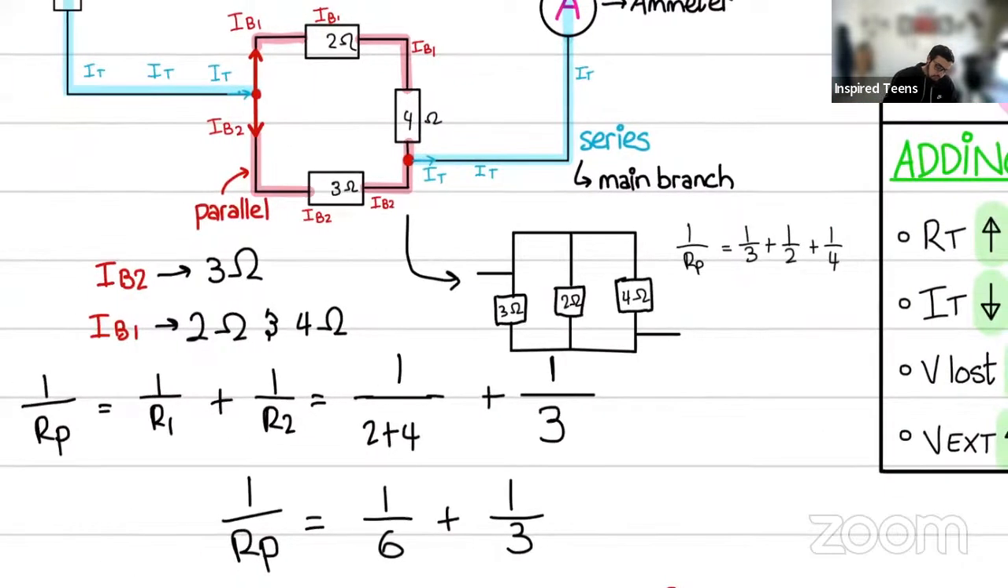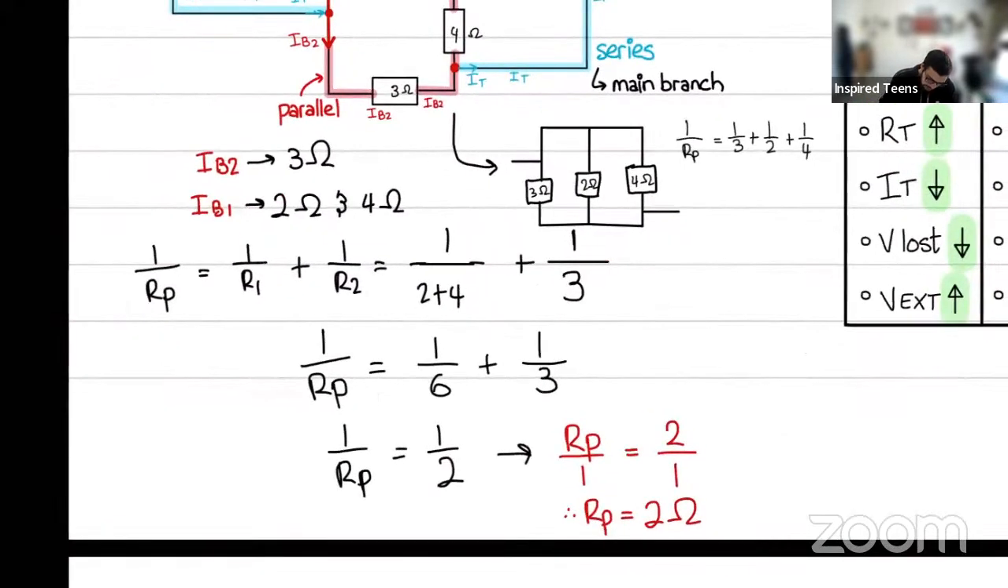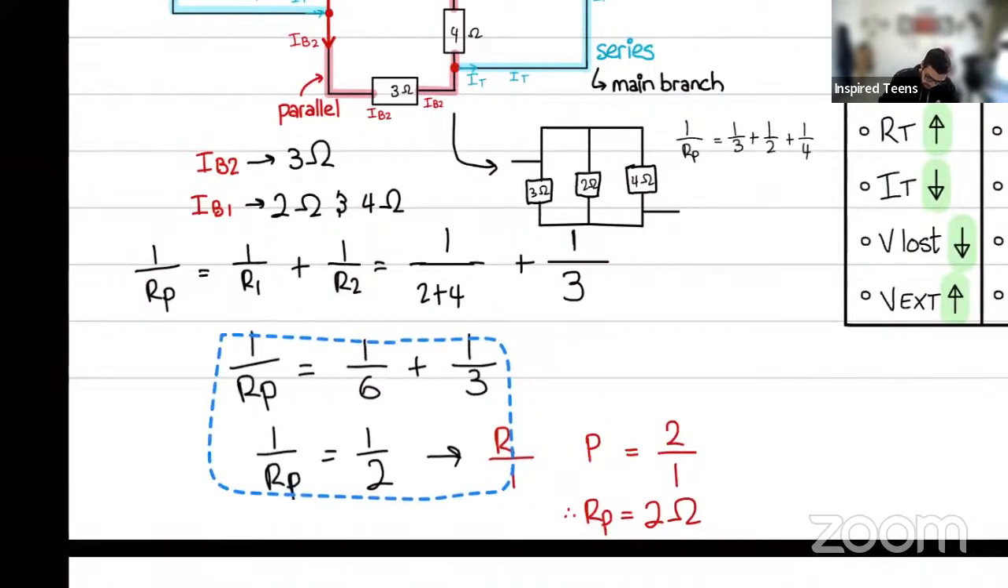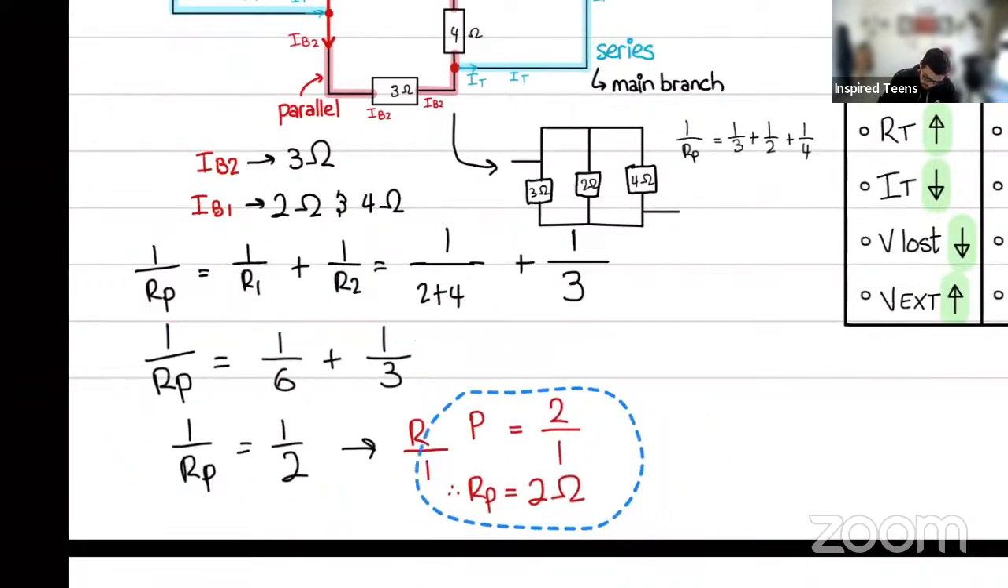But in this case, not all of them are in parallel to one another. 2 and 4 are in series. So we can get the total of that branch by adding them in series. And then the 2 and the 4 are in parallel to the 3. So we say 1 over 6 plus 1 over 3 is equal to 1 over RP. If you wanted to get 1 over 3 plus 1 over 2 plus 1 over 4, this is what the configuration would have to look like. The entire thing, meaning all of them have to be in parallel.